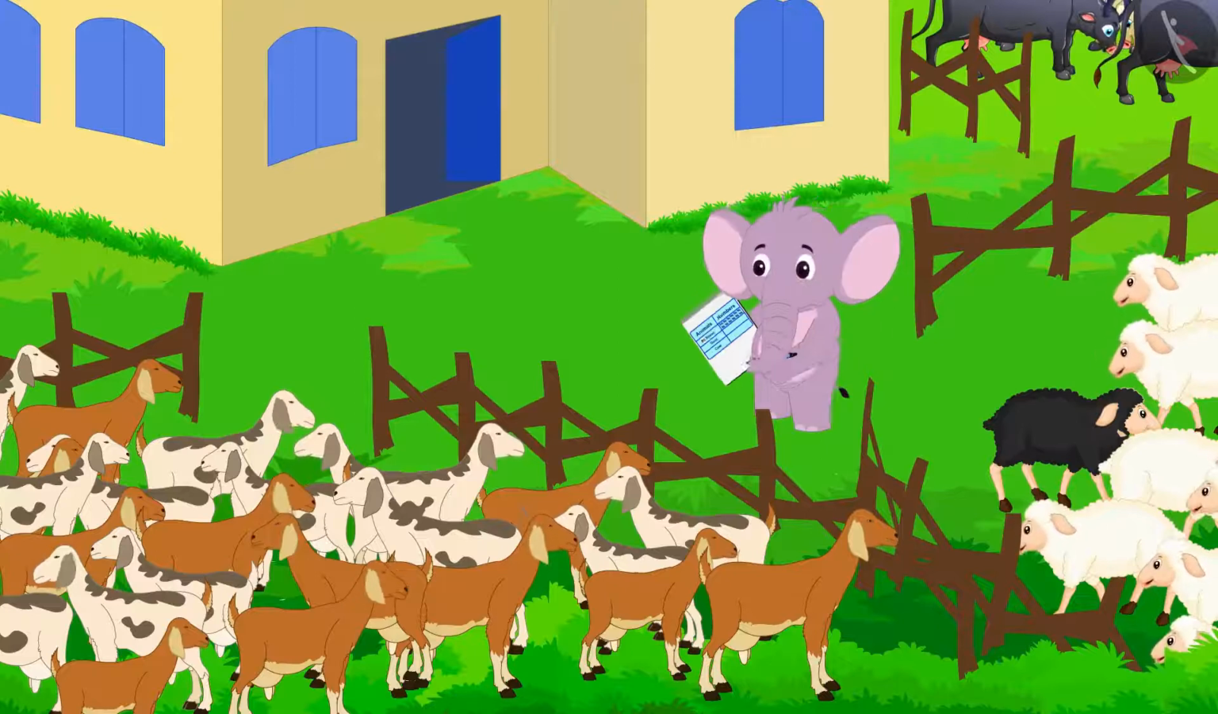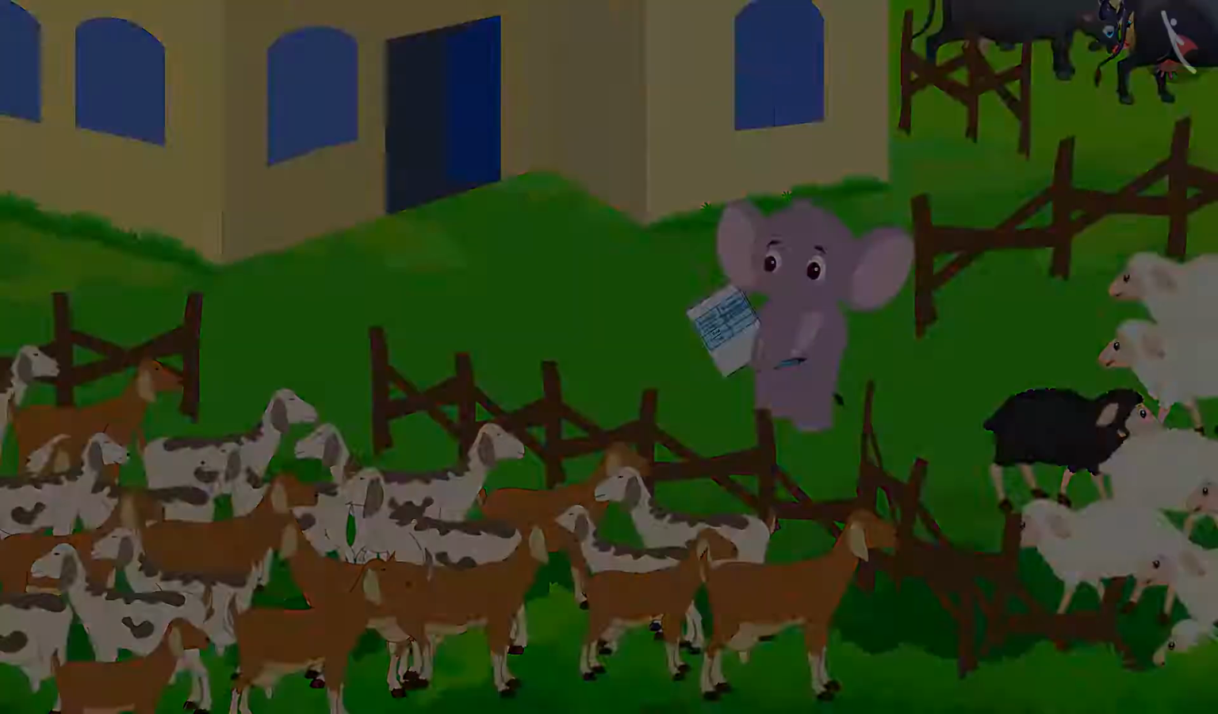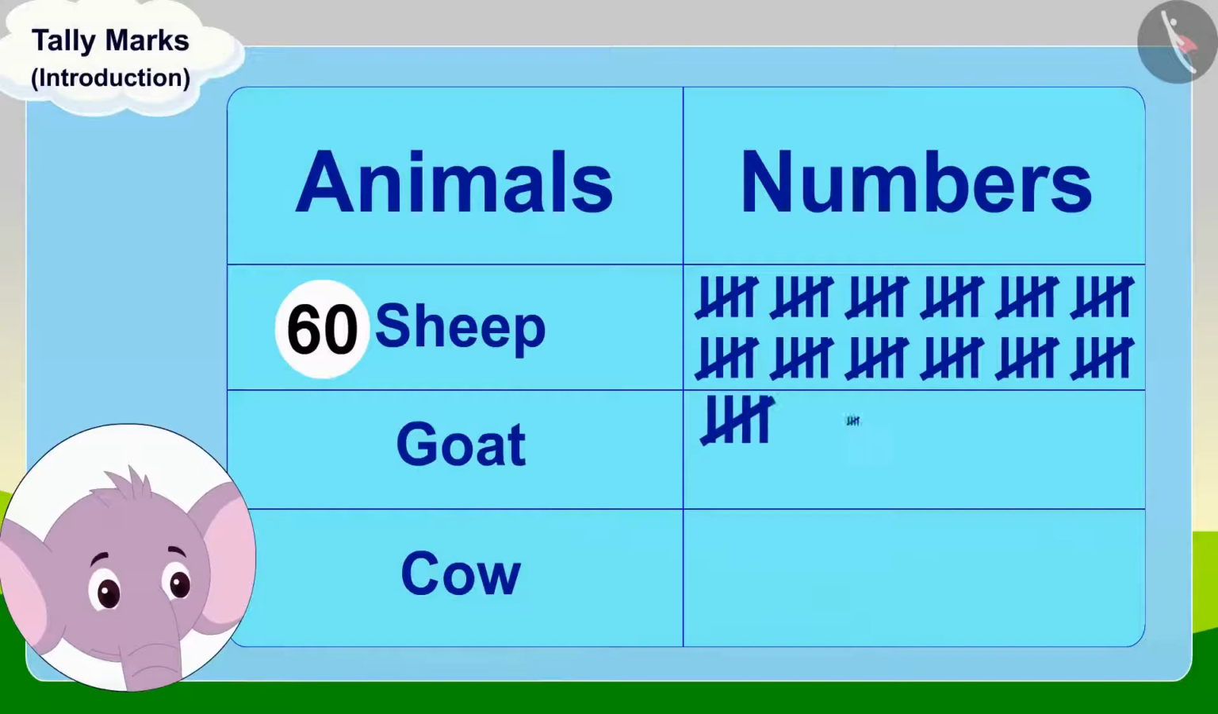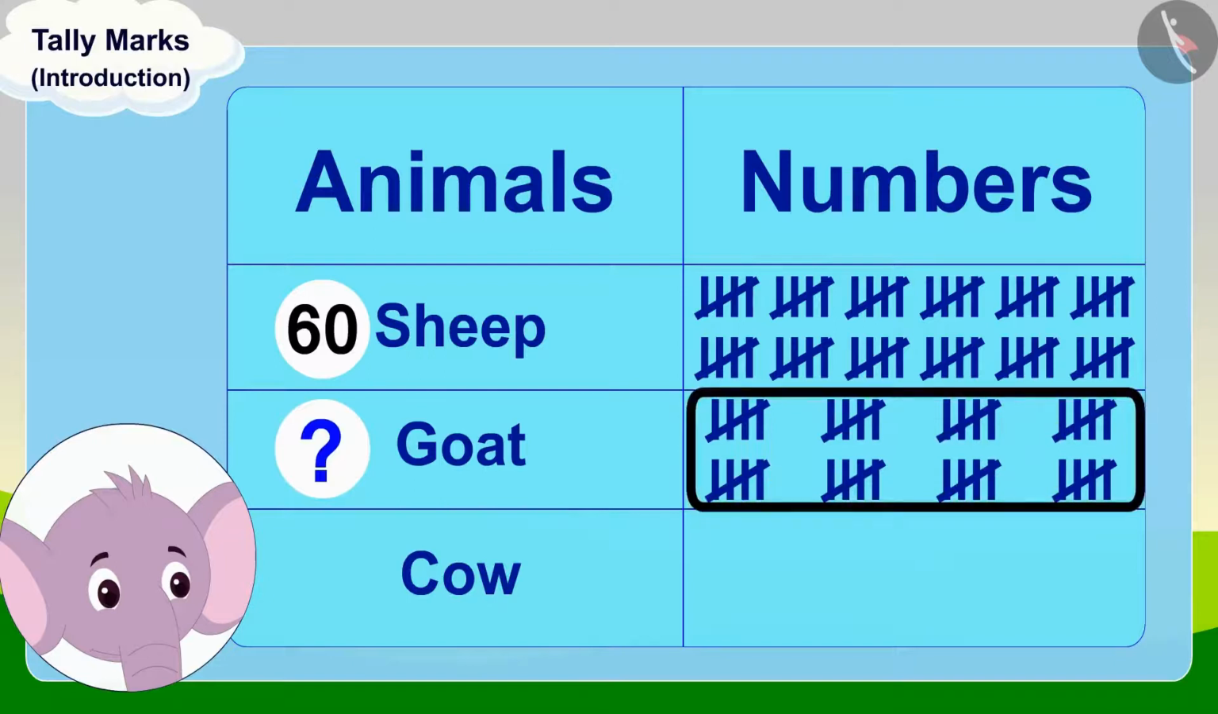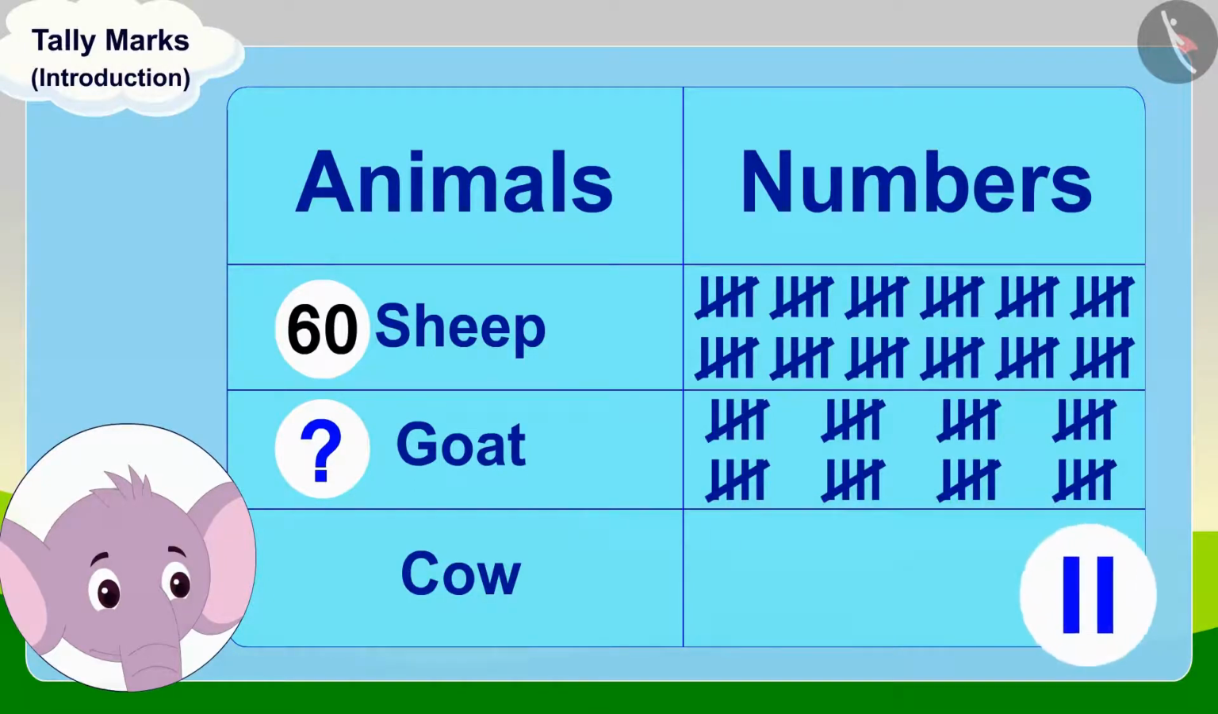Now Appu started counting his goats. Appu drew tally marks for the goats in his table. Can you tell how many goats Appu has in total? If you want, you can stop the video and find the answer. That's right! Appu has 40 goats.